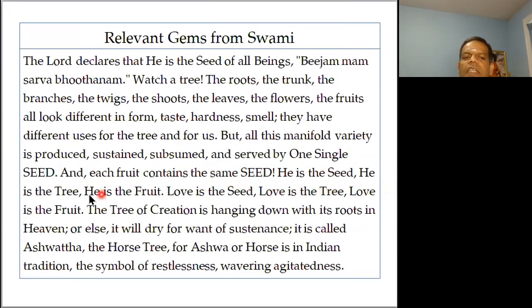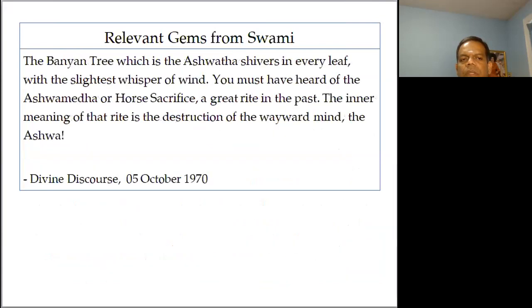He is the seed, He is the tree, He is the fruit. Love is the seed, love is the tree, love is the fruit. The tree of creation is hanging down with its roots in heaven, or else it will dry for want of sustenance. It is called Ashwatha, the horse tree. For Ashwa or horse is in Indian tradition the symbol of restlessness, wavering, agitatedness. The banyan tree, which is the Ashwatha tree, shivers in every leaf with the slightest whisper of wind.